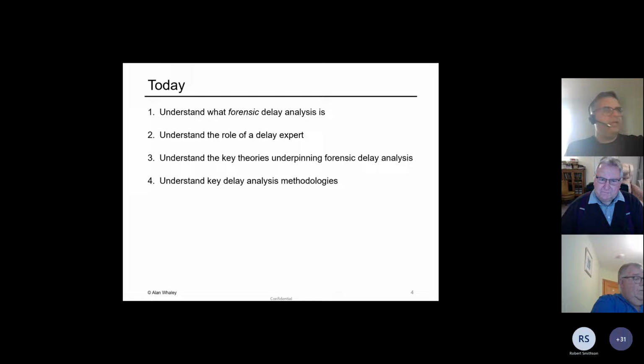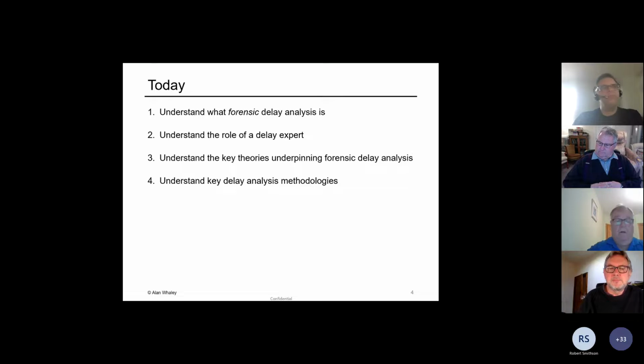Right, so onto the main topic. We're going to obviously discuss forensic delay analysis, and I want to break this down into 4 parts. I first want to just examine what we actually mean by forensic delay analysis, as opposed to perhaps other types of delay analysis. I also just want to briefly touch on the role of what a delay expert does. So that's my day job, and I'll go into what's expected of a delay expert, what objectives they're trying to achieve, and why the delay expert is different to, say, a lawyer or a claims consultant or a barrister.